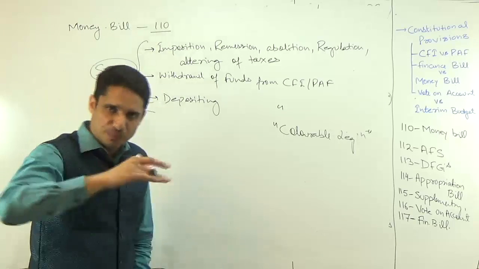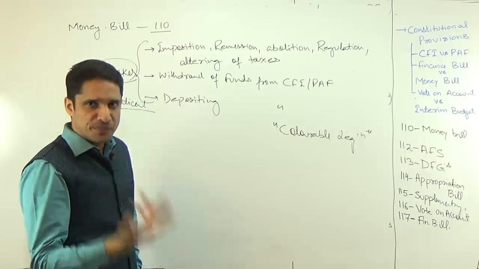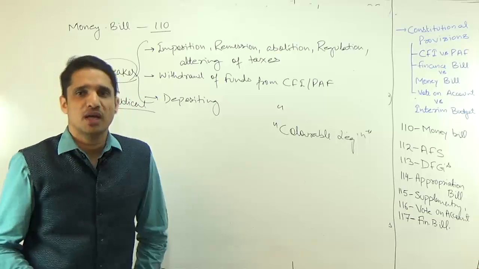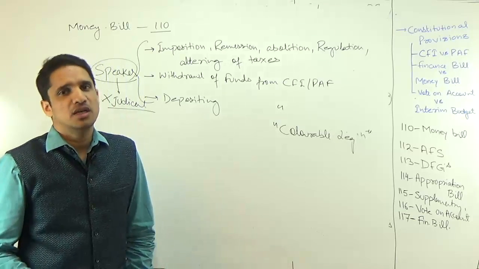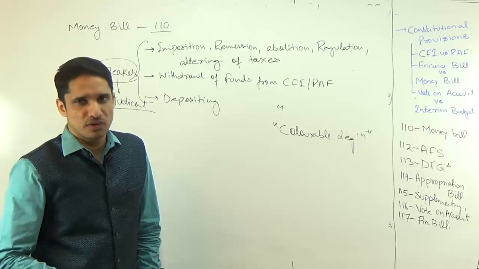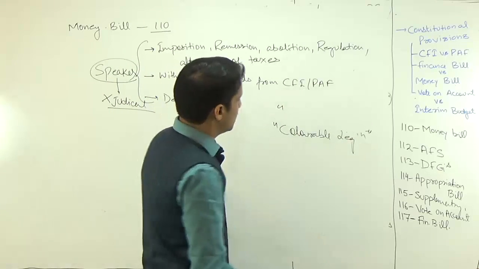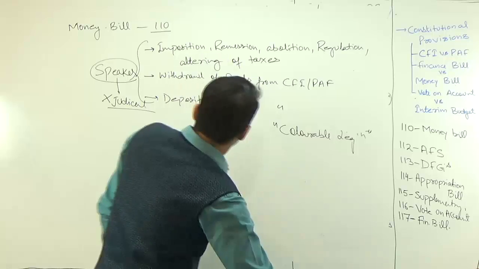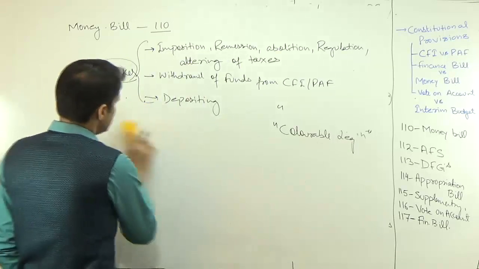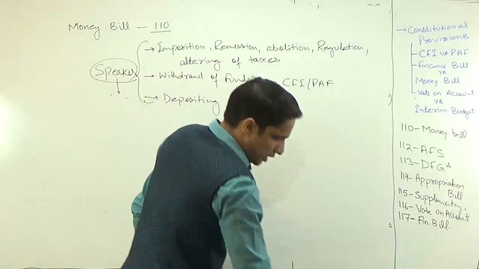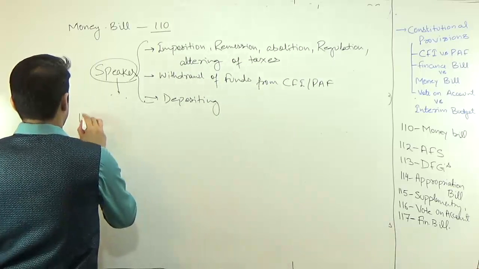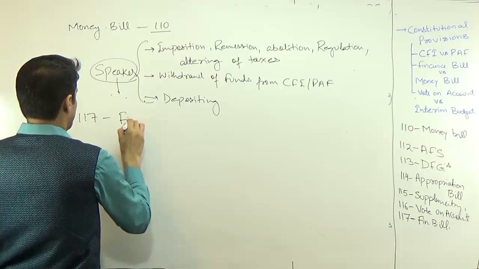So it is a legal loophole through which the government can enact legislation if they don't have the majority in either of the houses, most probably in Rajya Sabha only, of course. Such legislations or acts are known as colorable legislation. So this is known as the money bill. And then we have Article 117, which is related to finance bill.